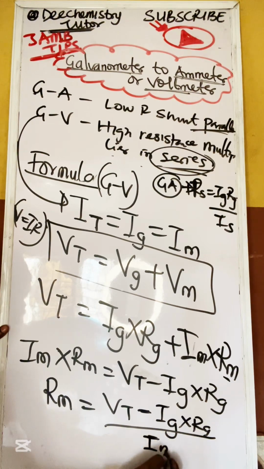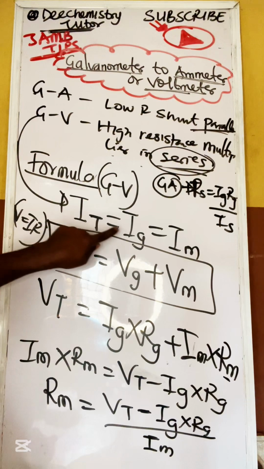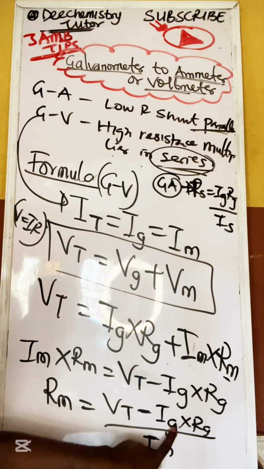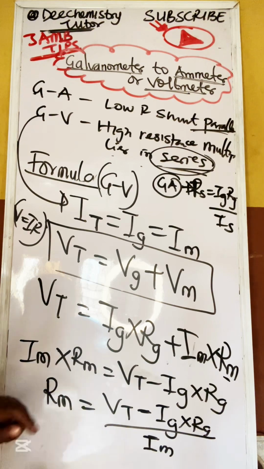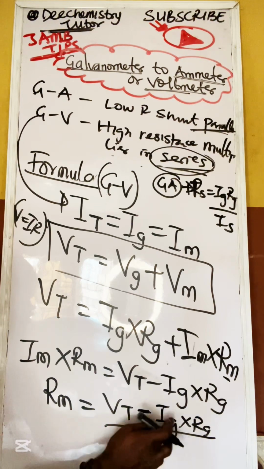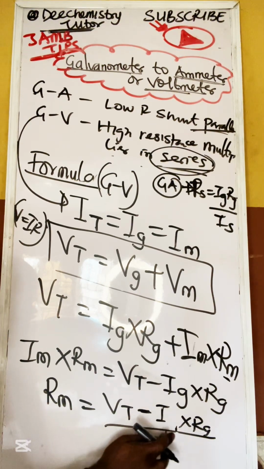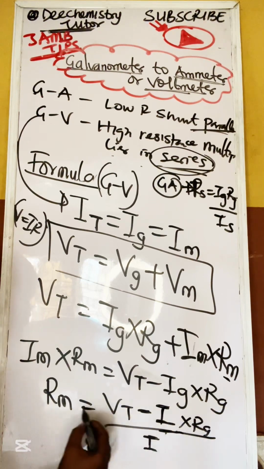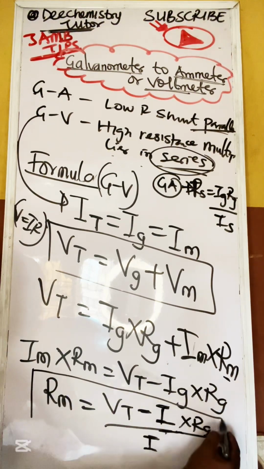I N. But we made a statement. What is the statement? I total is the same thing as IG, which is the same thing as IM. So the current that will be here is also the same as the current that will be here. So I'll just say, since the current is the same, I don't need the M. The current that they gave me is sufficient because they are connected in series. So this is the second formula.